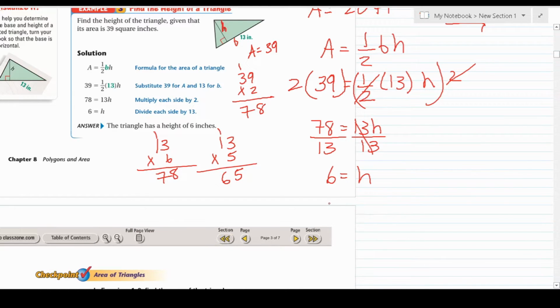In math, it's customary to write the variable for which you're solving on the left. So in other words, this is h equals 6. Therefore, we know the height is 6 in this case. Okay, so that was that one.